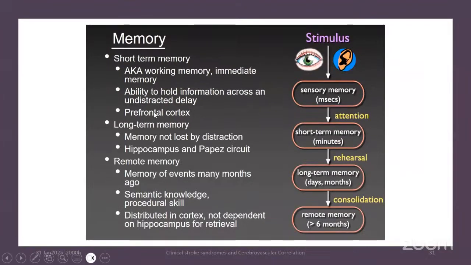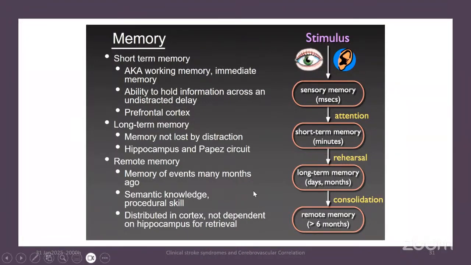The next is called long-term memory, but first there is recent memory. Short-term memory lasts minutes, and by rehearsal it gets time-locked into long-term memory. This memory is not lost by distraction, whereas short-term memory can be lost, because there you have to remain focused. The hippocampus and the Papez circuit are very important for this recent memory. Remote memory is what happens after 6 months, when consolidation has taken place, where there may be memory of events many months ago.